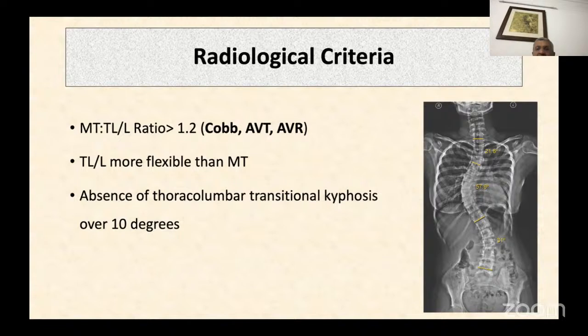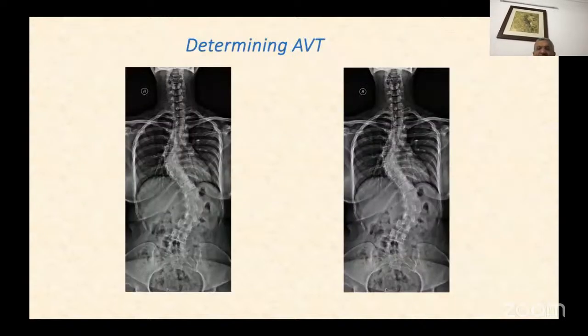What does it all imply? That the thoracolumbar curve is more flexible than the main thoracic curve. And you should always look at the lateral X-ray, that there is no kyphosis of the thoracolumbar junction of greater than 10 degrees. This is how you determine the apical vertebral translation. You draw a vertical line from C7 and measure the distance from that point to the apical vertebra, that is the thoracic apical vertebral translation. Whereas when you measure lumbar, you draw the CSVL, and the distance of the apex from it is the lumbar apical vertebral translation.